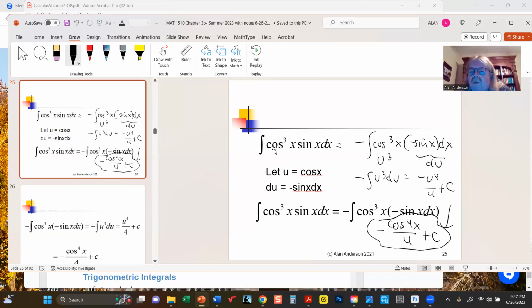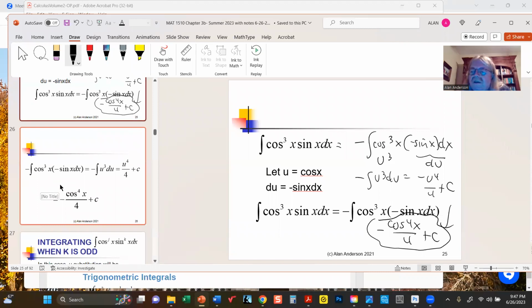And you can see that no matter what the exponent is on the cosine, it'll be very straightforward. Like if it was a 5, for example, we'd end up with cosine to the 6th power over 6. So this is the simplest case that we're going to run into, as you can imagine.